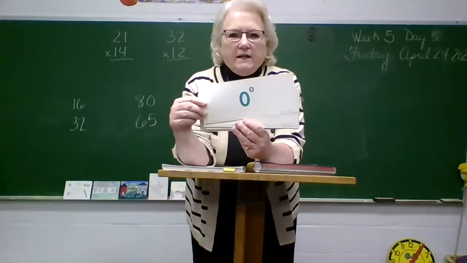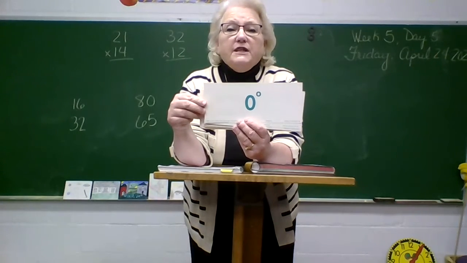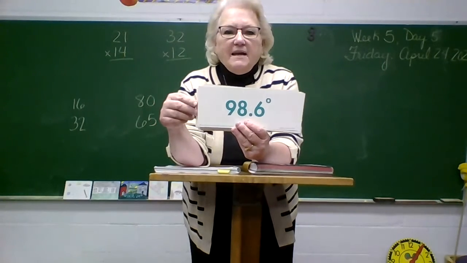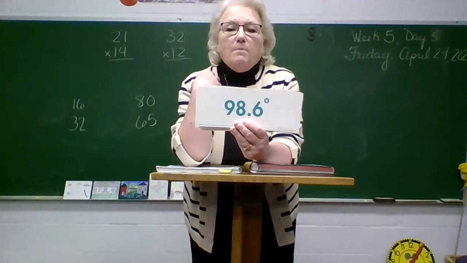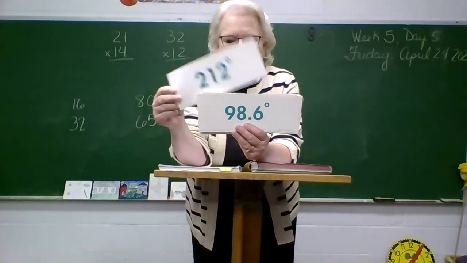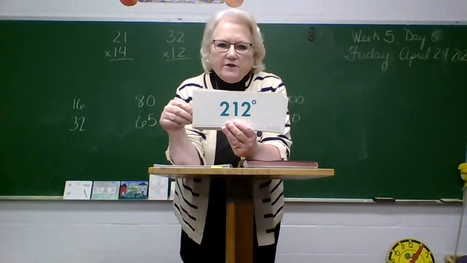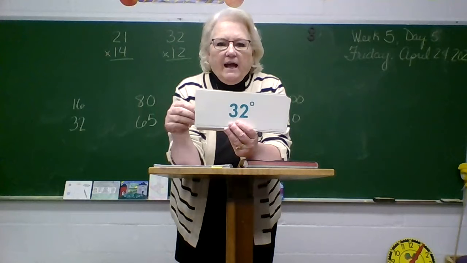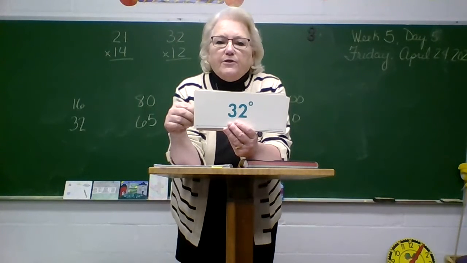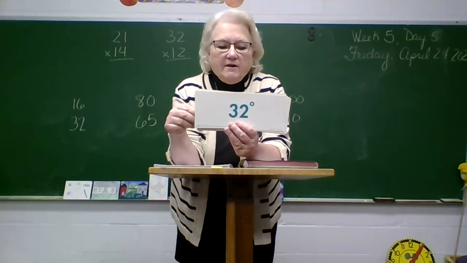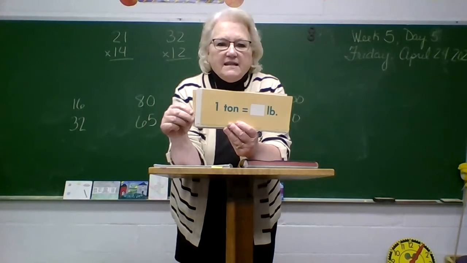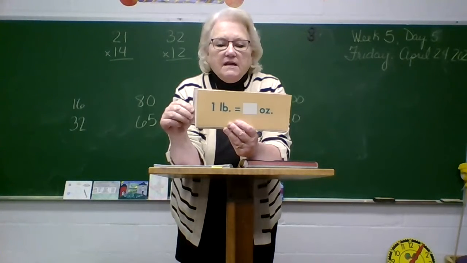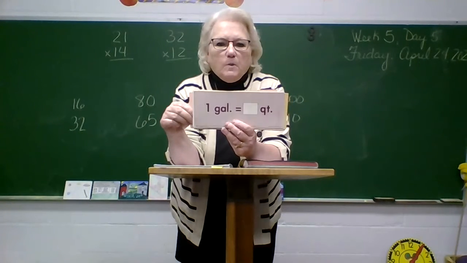And how about this one? 0 degrees. That's the freezing point of water on the Celsius scale. 98.6 degrees. This is our normal body temperature on the Fahrenheit scale. How about 212 degrees? Boiling point of water, Fahrenheit scale. And 32 degrees. Freezing point of water, Fahrenheit scale. 1 ton is how many pounds? 2,000. A pound is how many ounces? 16. A gallon is how many quarts? 4.